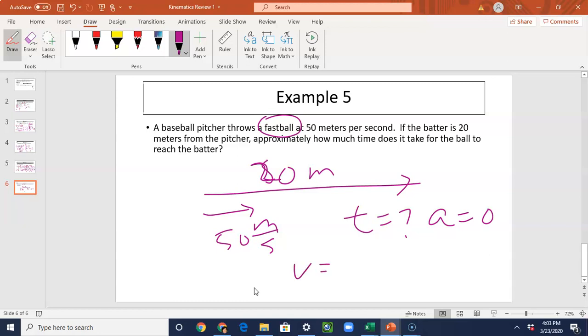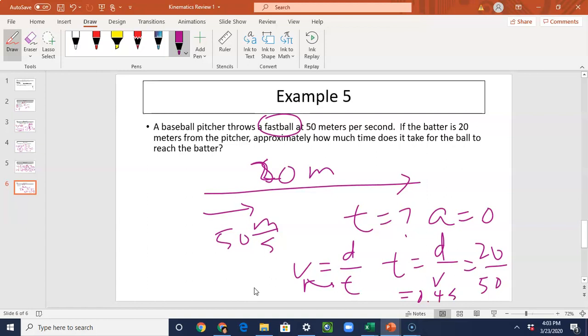We know v equals d over t. Remember, these two can be switched. So t equals d over v, 20 divided by 50, that gives you 0.4 seconds. So 20 meters at 50 meters per second gives you 0.4 seconds. And that's the answer.